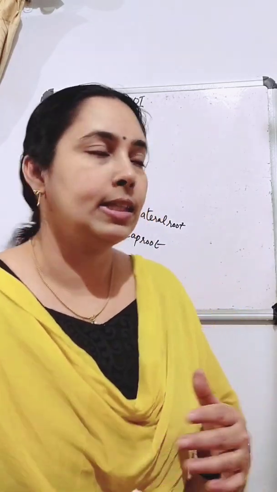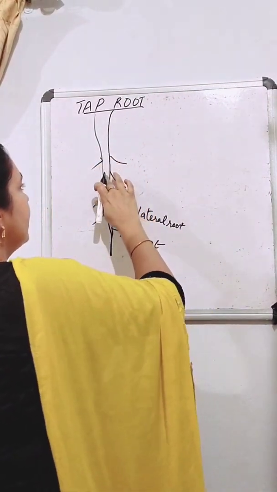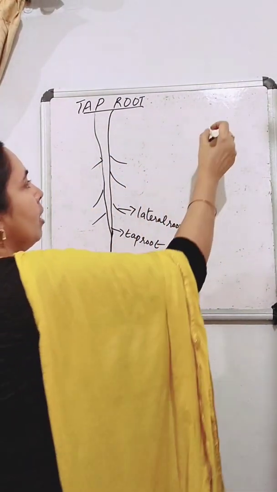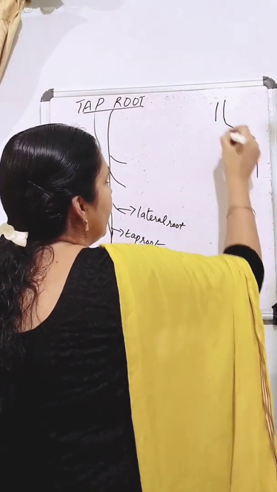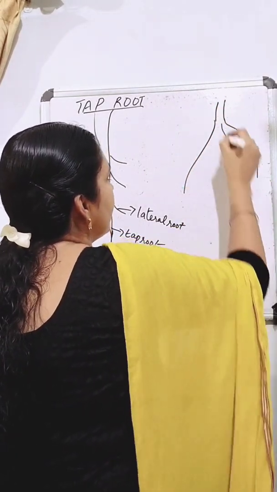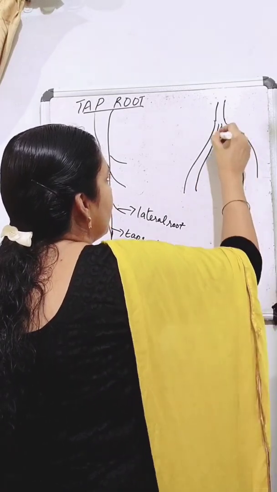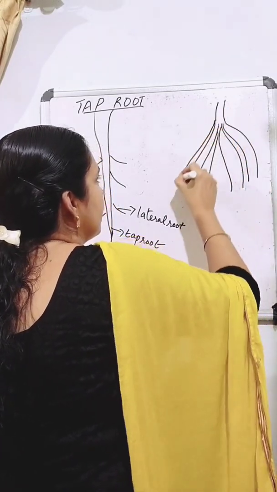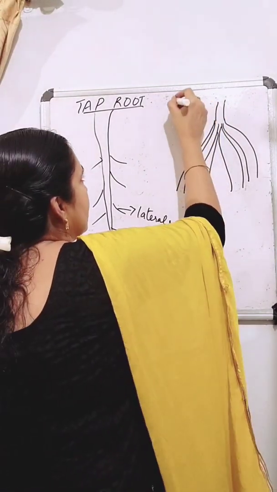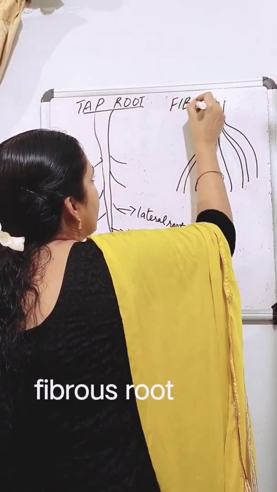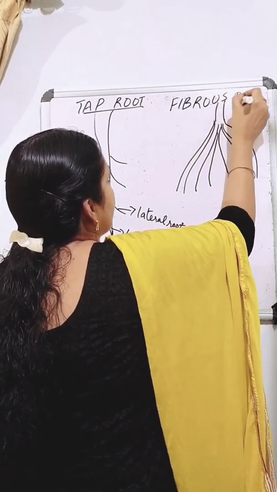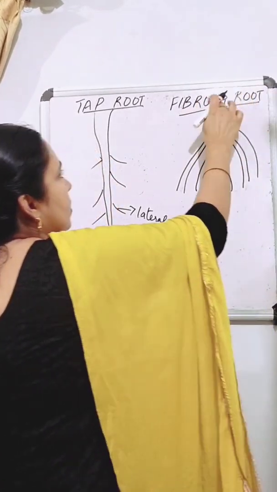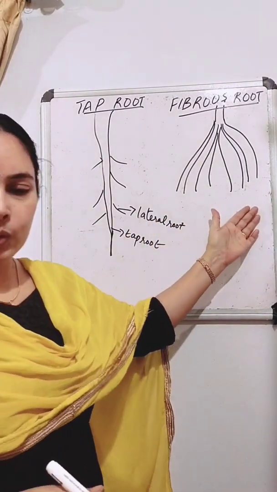So some plants have tap root, and in some other plants we can see all roots are of similar size. So here there is not one thick main root in the middle, but in some other plants from the base of the plant so many roots arise, and all roots have same size. And this type of root is called fibrous root. So some plants have fibrous root also.